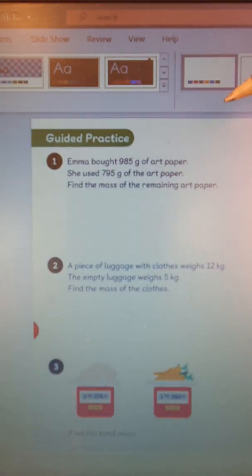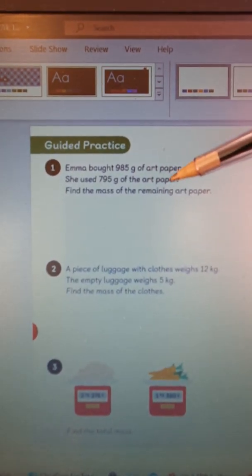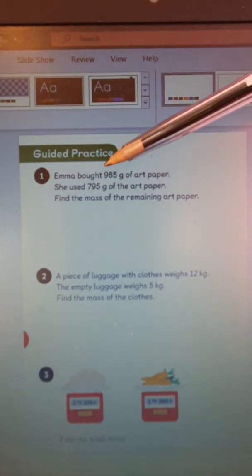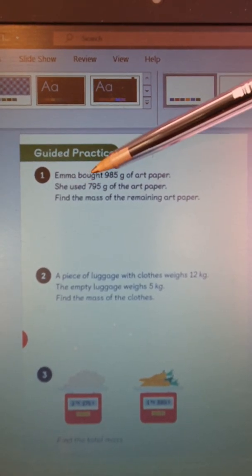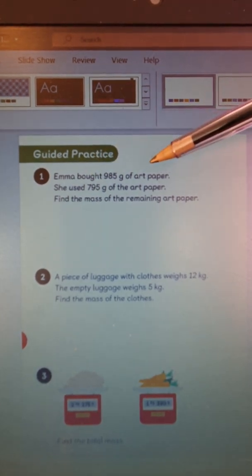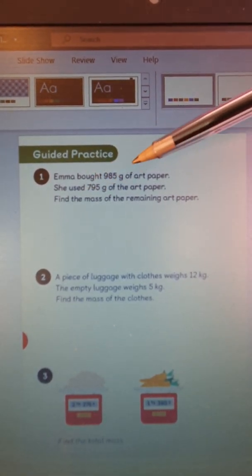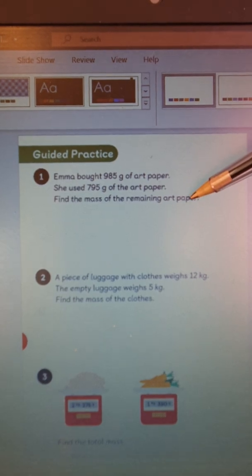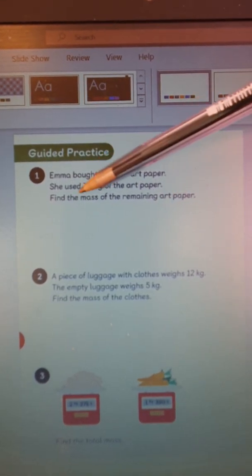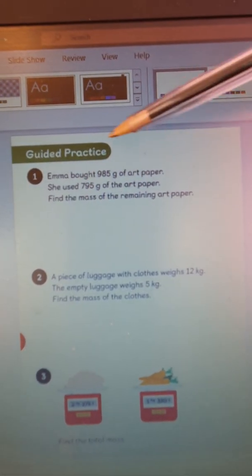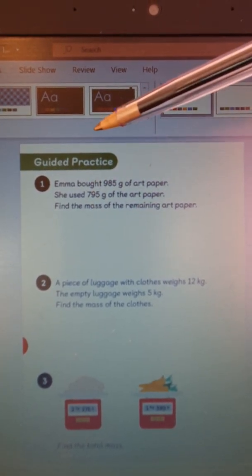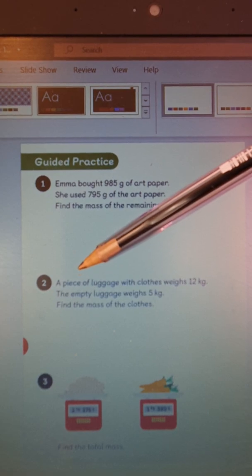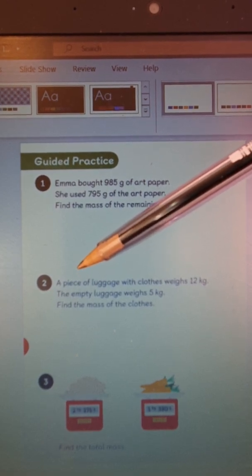And then just to finish it off, there's a worksheet with some word problems. Emma bought 985 grams of art paper. She used 795 grams of the art paper. Find the mass of the remaining art paper. So remaining, we are finding the difference. So we've got to do what? Subtract.